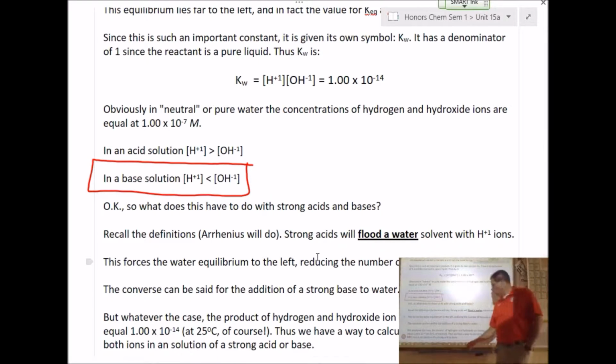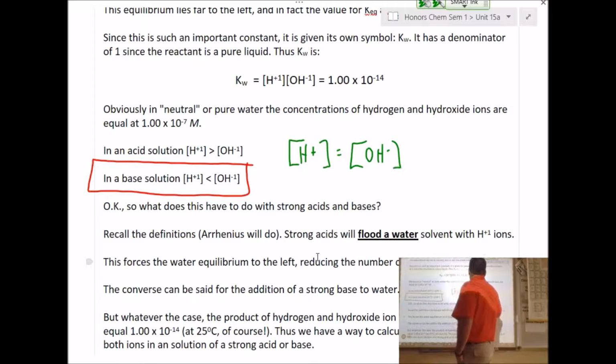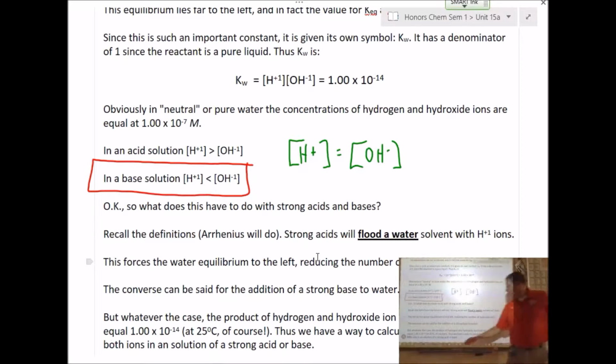If they're equal, say the hydrogen is equal to the hydroxide, what can you say about that? If you have both together, it is not acidic or basic, but it's neutral. There you go. Okay, so when these concentrations are the same, we're neutral. We're not acidic and we're not basic. Okay, pretty cool.